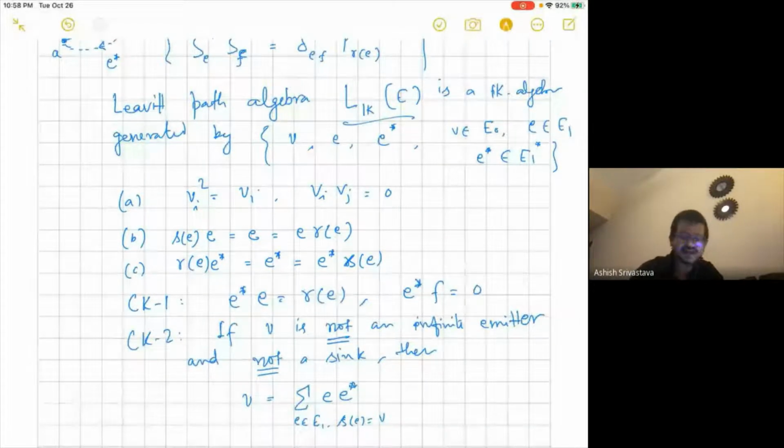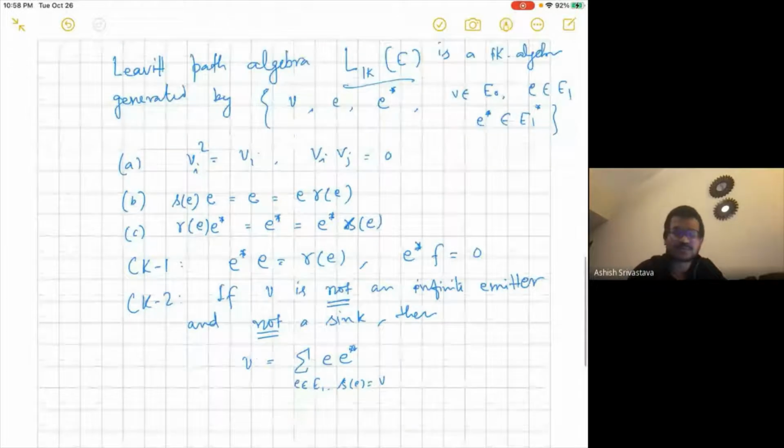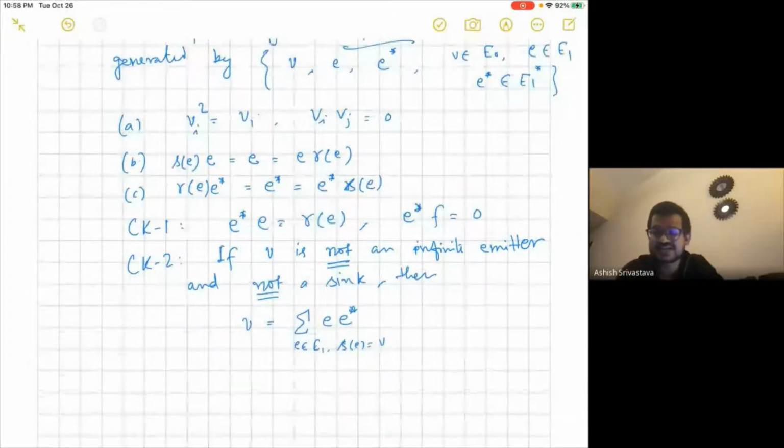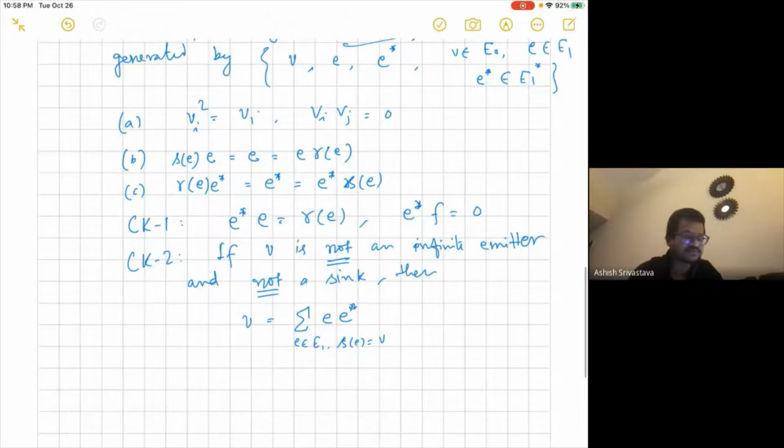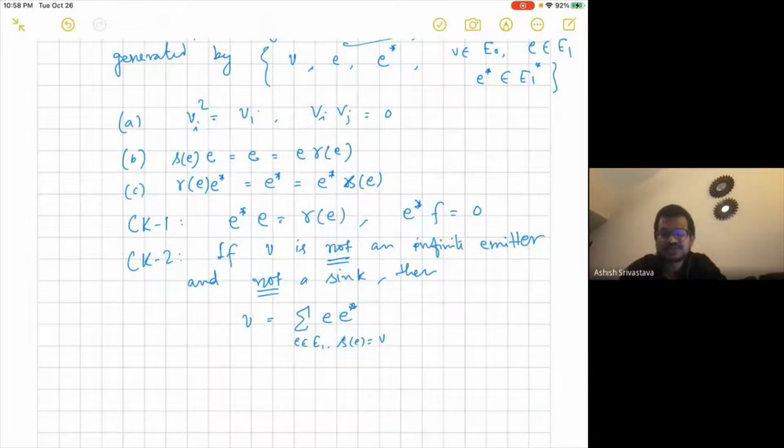It's a K algebra, and it is universal with this property, in the sense that if you take any other K algebra with generators satisfying this kind of relation, then there is a homomorphism between the two algebras. So this is a universal K algebra with this kind of relation, right?